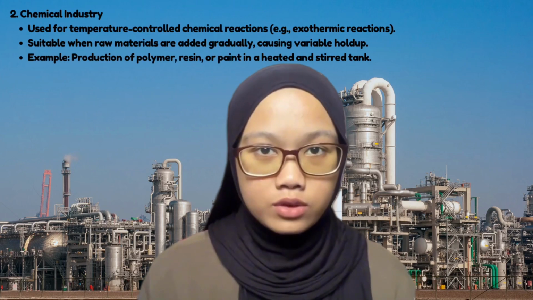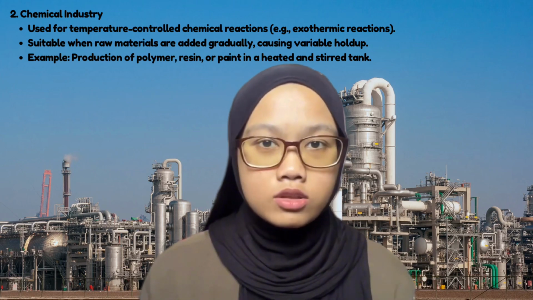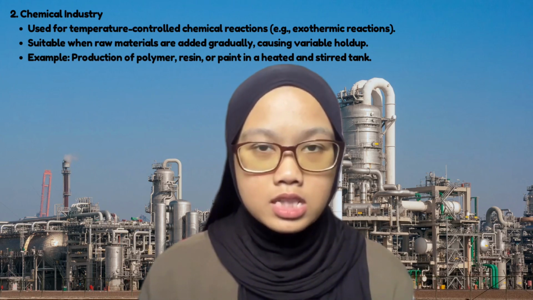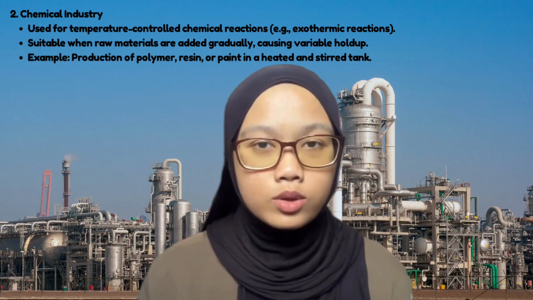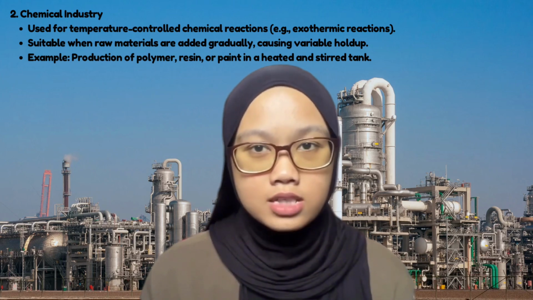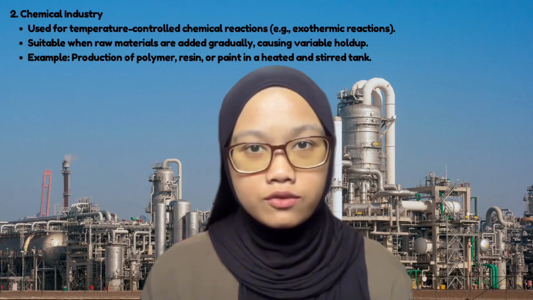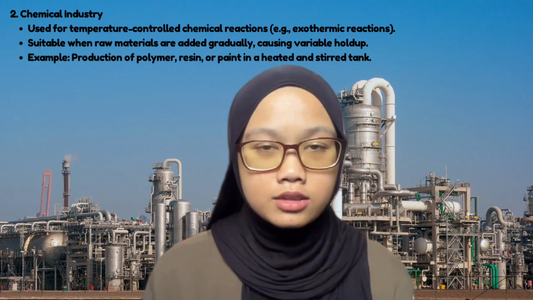Second, the chemical industry. This is used for temperature control of chemical reactions such as exothermic reactions. This is suitable when raw materials are added gradually, causing variable holdup. For example, production of polymer, resin or paint in a heated and stirred tank.